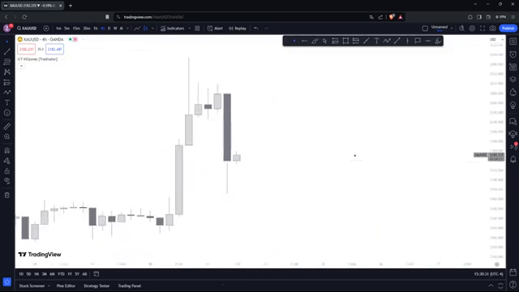If price is consolidating going from a daily level to another daily level, would you wait for the H4?